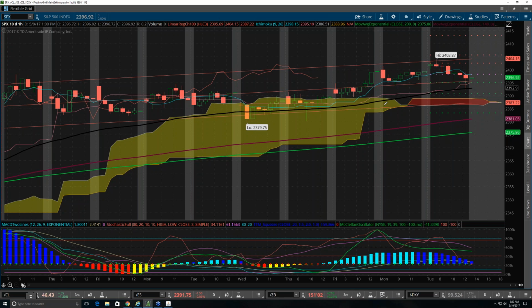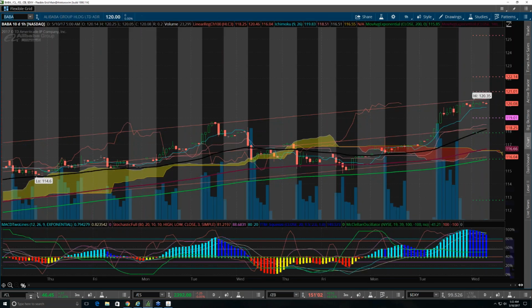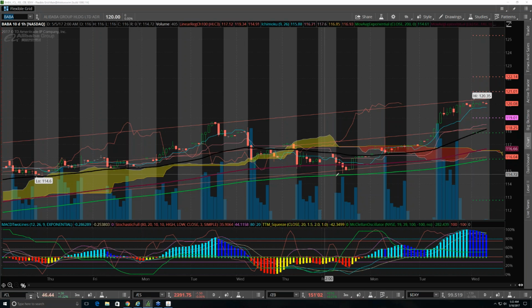Baba. China continues to go. YY had good numbers this morning. NetEase has numbers tonight. Baba looks strong. Looks like they want to take it up to 122.10 now, 122.10 and 124. Downside under 118 would be bad, would be worse.